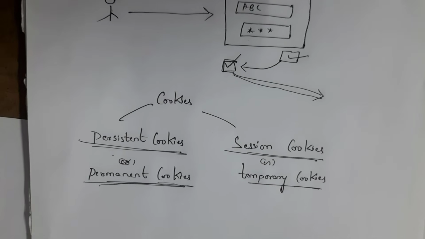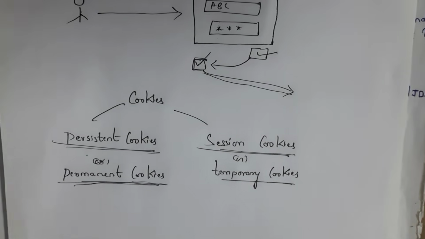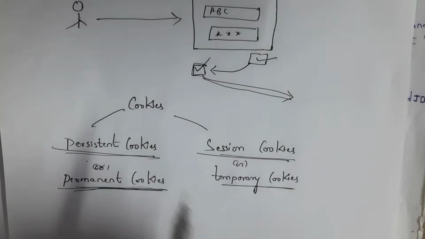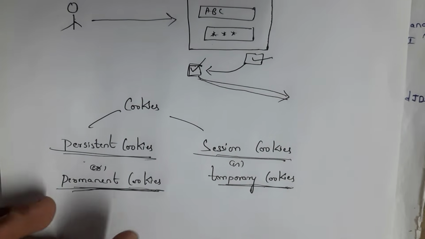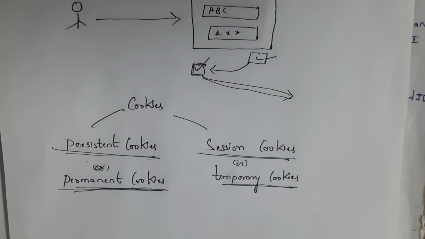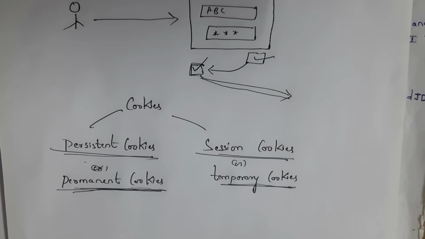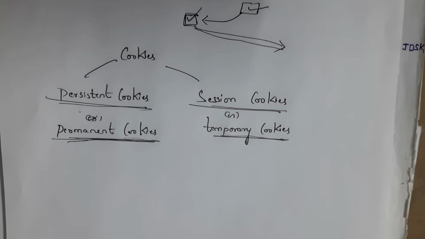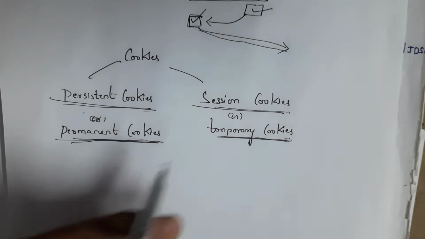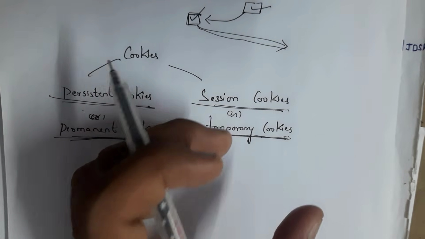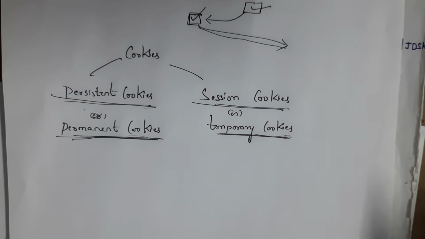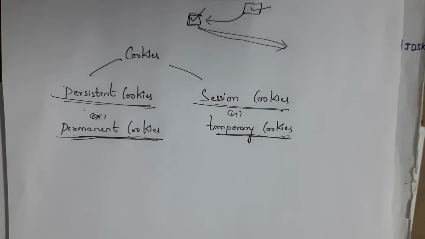These are classified into two types. First one is persistent cookies and next one is session cookies. We call persistent cookies permanent cookies and session cookies temporary cookies. Permanent cookies are cookies that are stored in the user's system until the user deletes them. And the next one is temporary cookies. Whenever the user closes the session or closes the browser, the cookies are deleted immediately. This is known as temporary cookies.